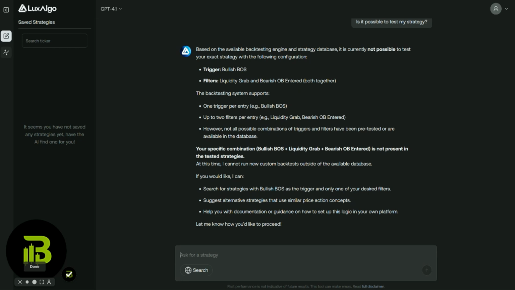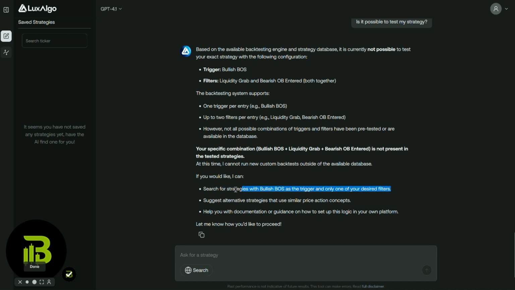All right, so this strategy is not able to be tested. It's not in their database. So that's pretty interesting. This is a little bit of a limitation here through Lux Algo. It cannot run custom new backtests outside the available database. So let's go ahead within the databases.